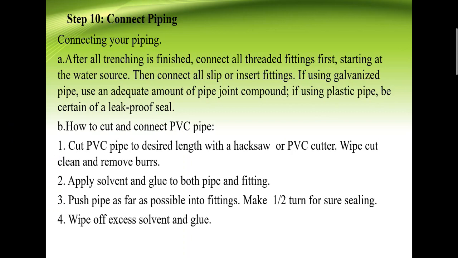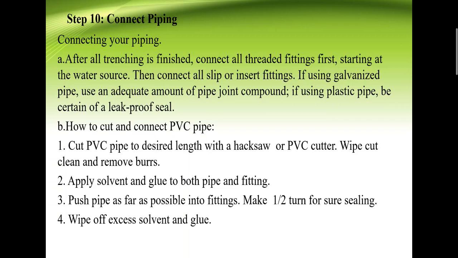For step 10, connecting your pipes. After all trenching is finished, connect all threaded fittings first, starting at the water source. Then connect all slip or insert fittings. If using galvanized pipe, use an adequate amount of pipe joint compound. If using plastic pipe, be certain of a leak-proof seal. B. How to cut and connect PVC pipe.